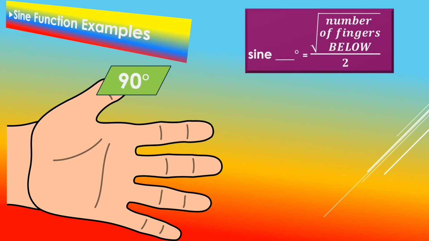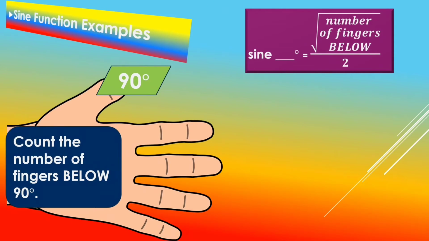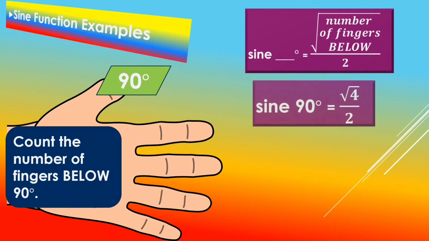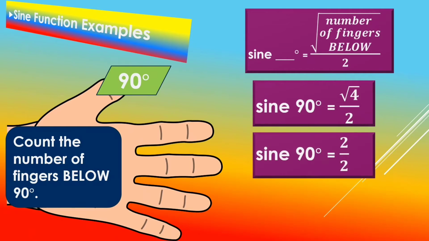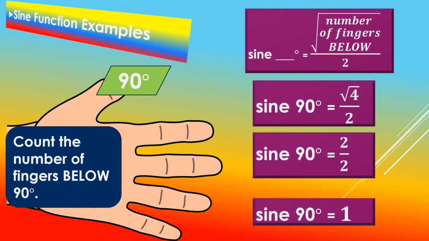For sine 90 degrees, count the number of fingers below 90 degrees. So we have sine 90 degrees is equal to the square root of 4, which is the number of fingers below of 90 degrees over 2. Simplifying, we have sine 90 degrees is equal to the square root of 4, which is 2 over 2. Hence, our sine 90 degrees is equal to 1.